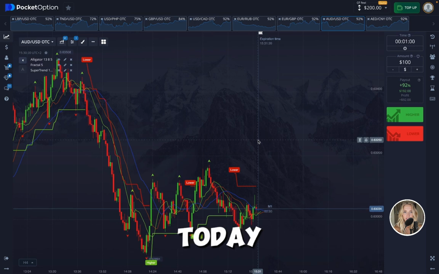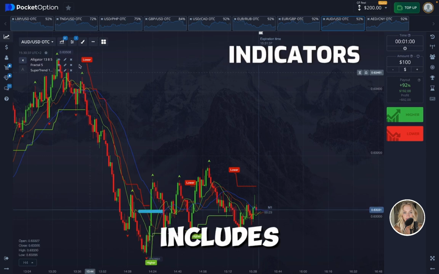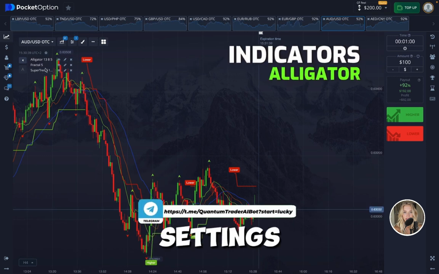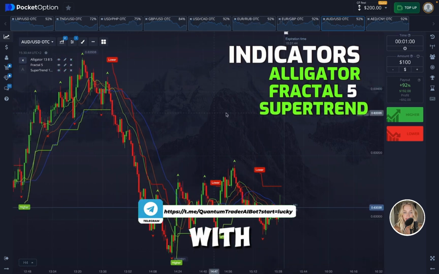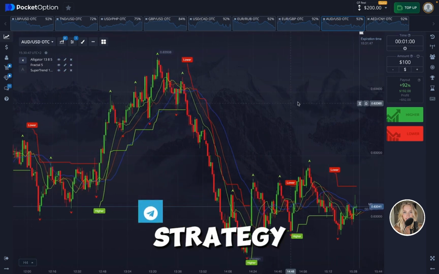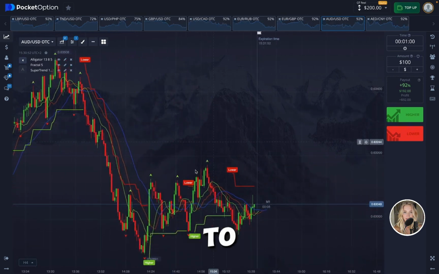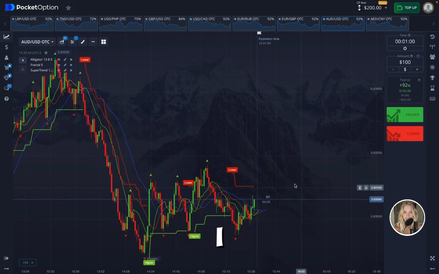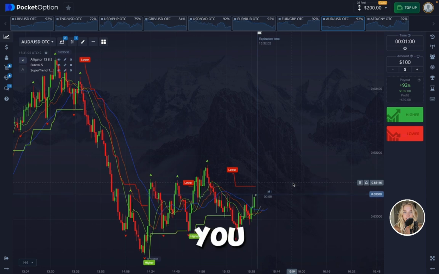On the trend, and today will not be an exception. For today's trading I have selected the following set of indicators, which includes Alligator with default settings, Fractal with a period of 5, and Super Trend also with default settings. Simple strategy and literally a few conditions for the entry point. You have to observe, and I think that more than 80% of your positions, with proper practice and proper analysis, you 100% will close in plus.